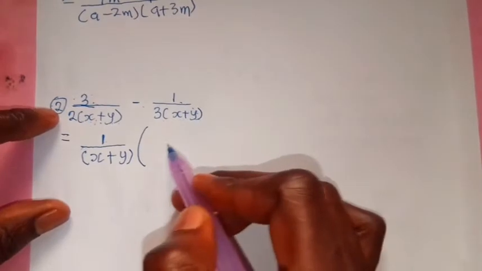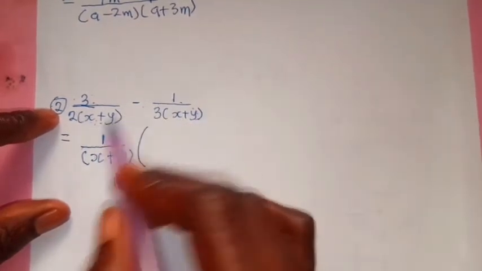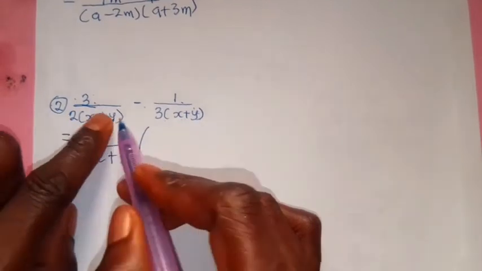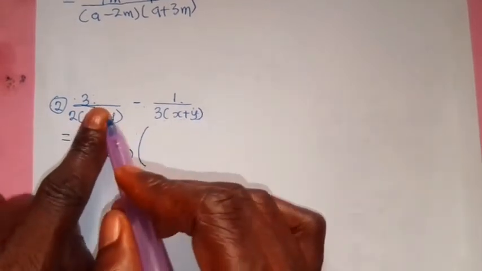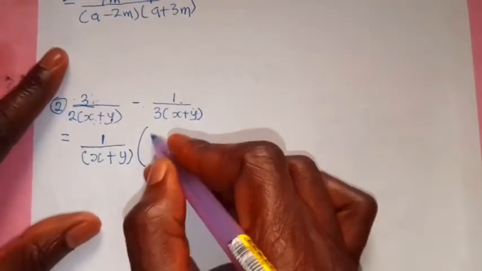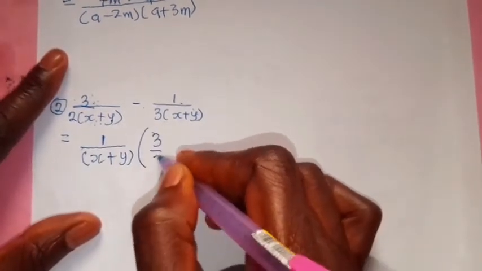Then, since we have written out the HCF, we are now going to introduce a bracket, and then we'll write the content of the bracket. How do we get the content of the bracket? First thing you notice is that you have already pulled out your x plus y, which means this value is no longer there. You'll be left with 3 upon 2. So you write it out here, 3 upon 2.